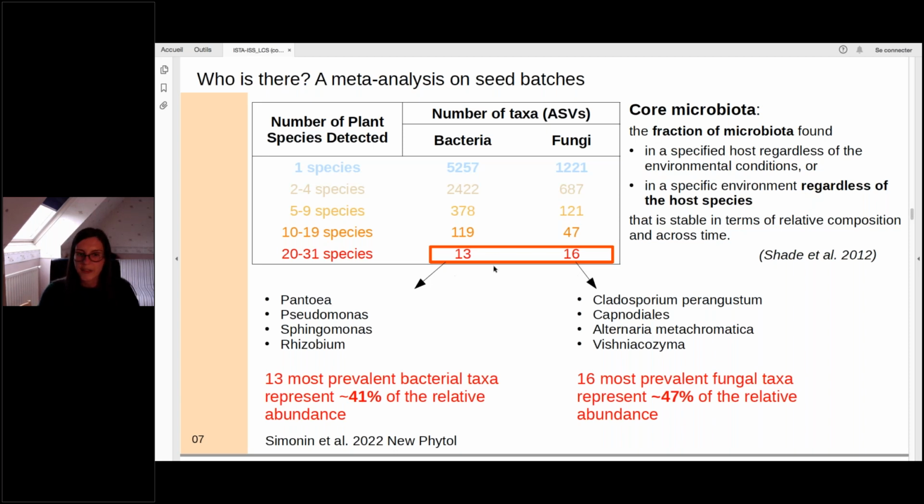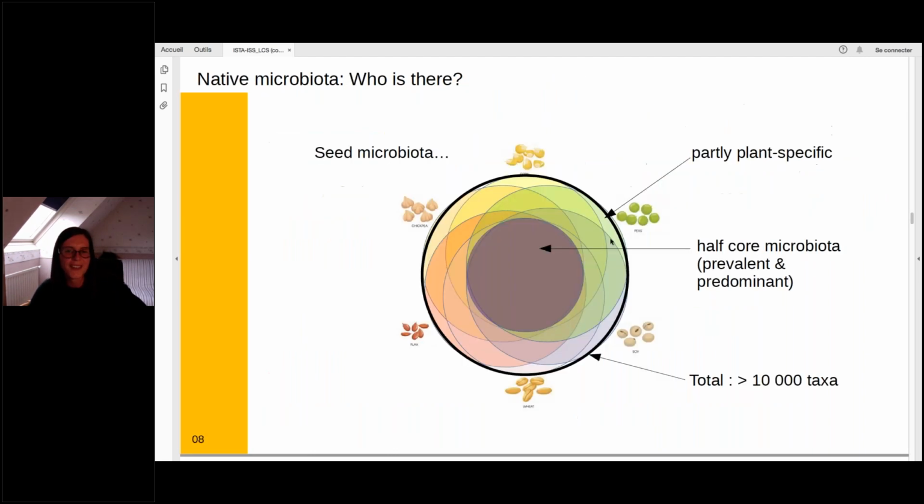The 13 most prevalent bacterial taxa, so those that are found across different plant species, represent up to 41% of the relative abundance of the bacterial community. And the 16 most prevalent fungal taxa represent 47% of the relative abundance. It's enormous. So to sum up, the seed microbiota is composed partly of plant-specific taxa, but half of it is core microbiota. So it's both prevalent and predominant taxa that are shared across plant species, and that makes up more than half the microbiota. And in total, those represent 10,000 different taxa, both bacterial and fungal.